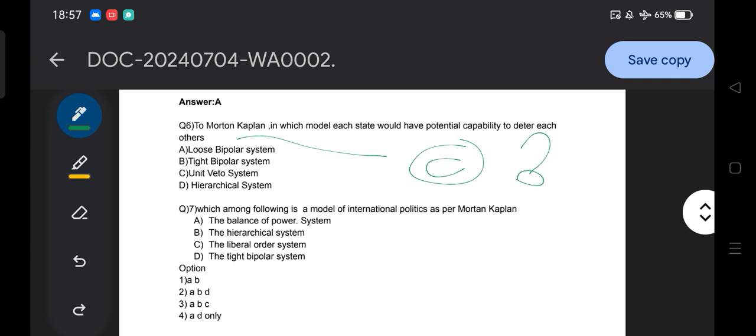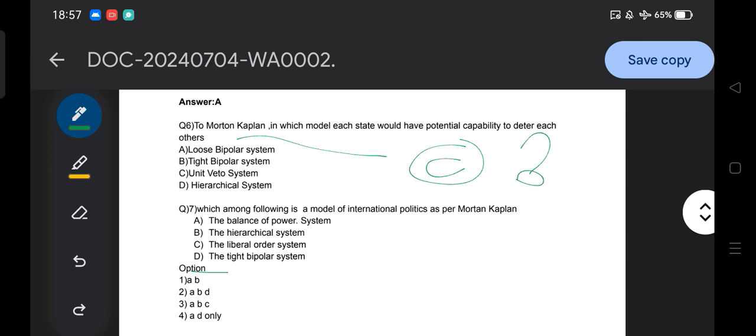So you need to find from the following options: option 1, A and B; option 2, A, B, D; option 3, A, B, C; and option 4, A and D. Obviously you have to find the correct answer. If you don't know, then you can use the elimination method. There is a method to answer this kind of question, known as the elimination method, and with its help we can crack this kind of question.